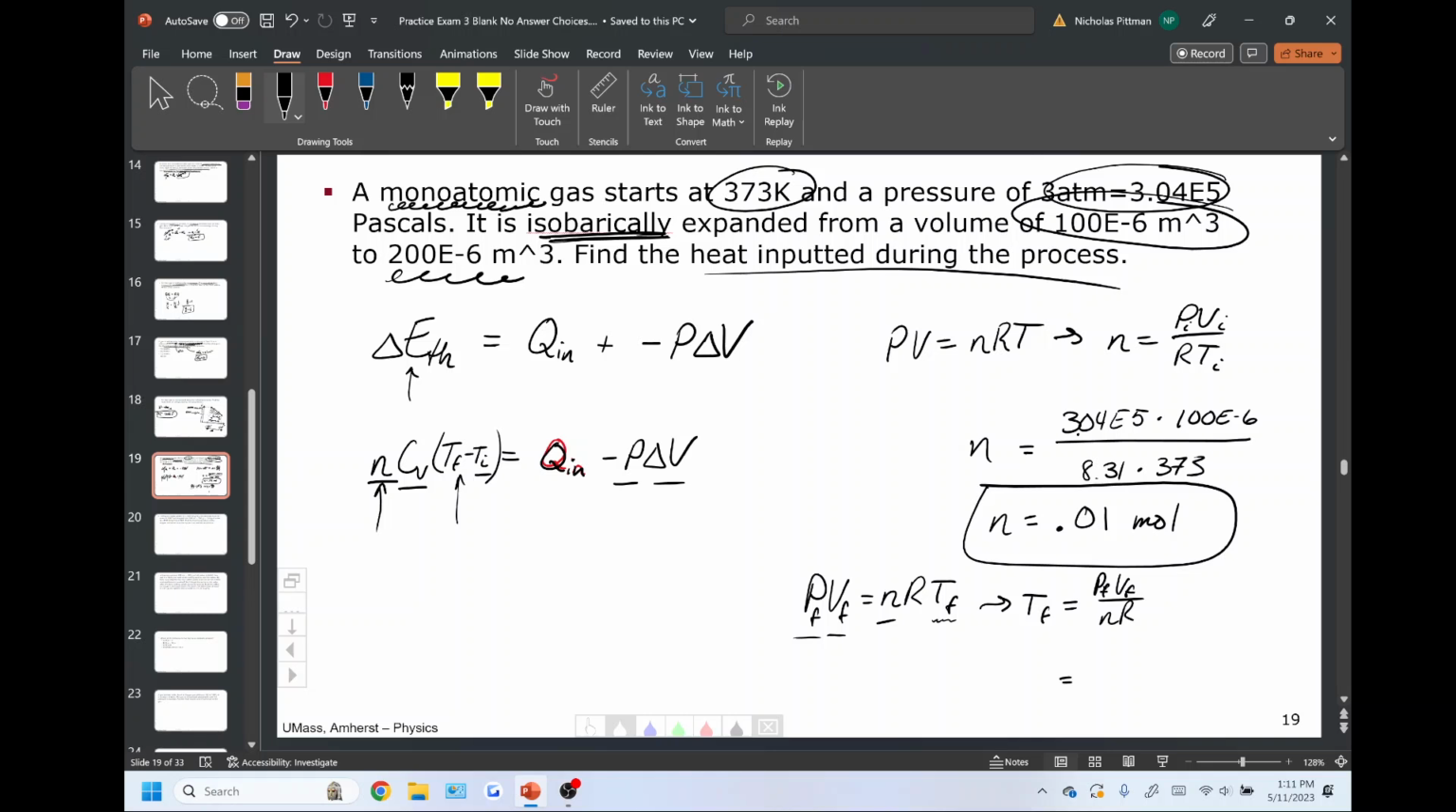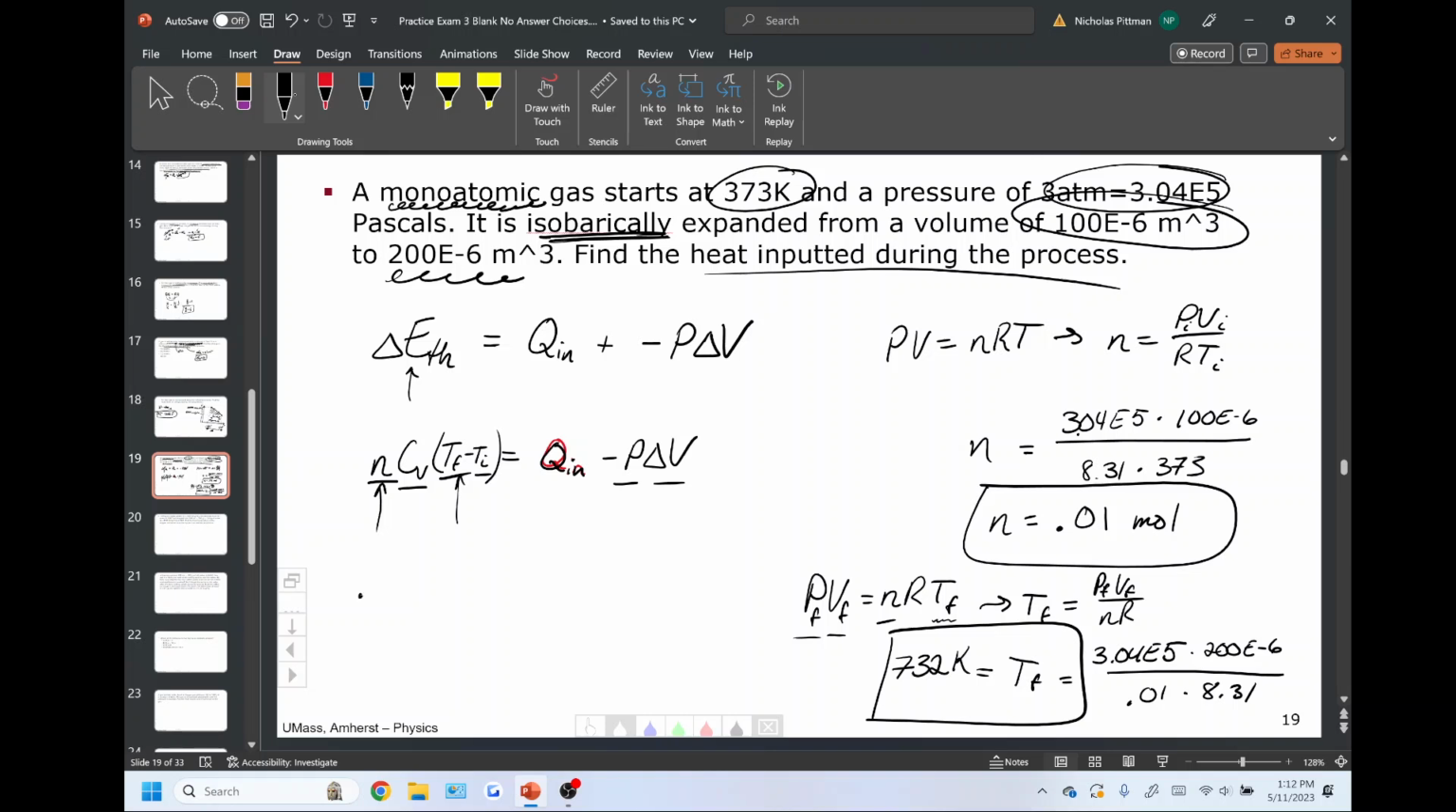So T final is P final V final over NR. Okay, P final is still 3 atmospheres. V final is 200 E minus 6, divided by the number of moles times the gas constant. Okay, and if I actually do this computation, I get T final is 732 Kelvin. Okay, so now I'm finally in a position to plug all my numbers into this equation.